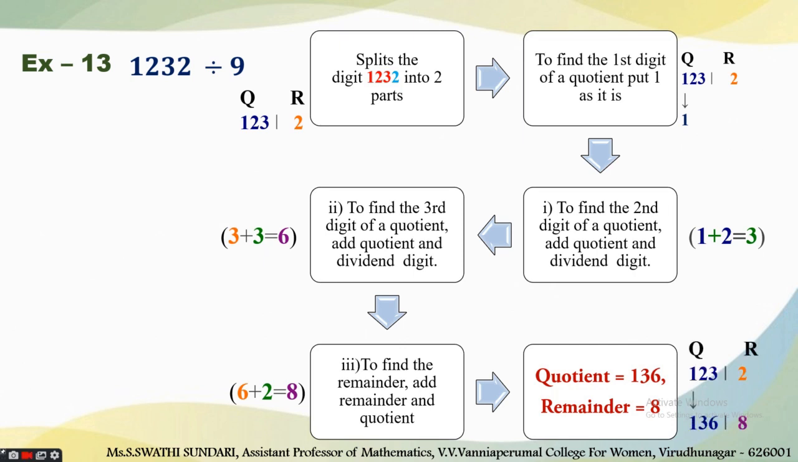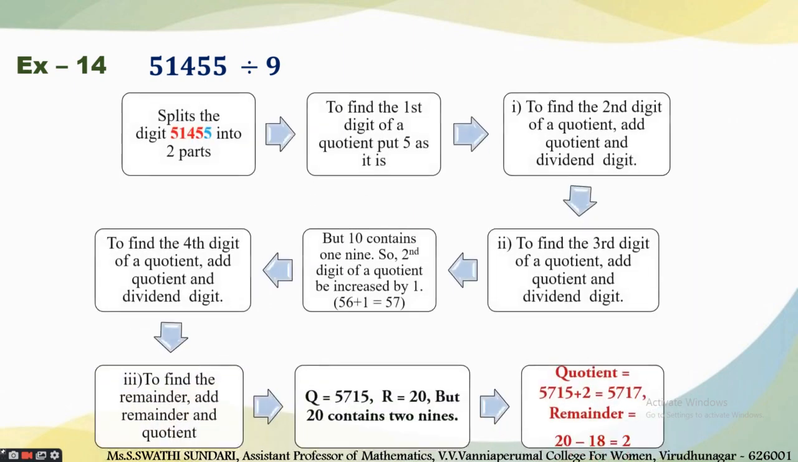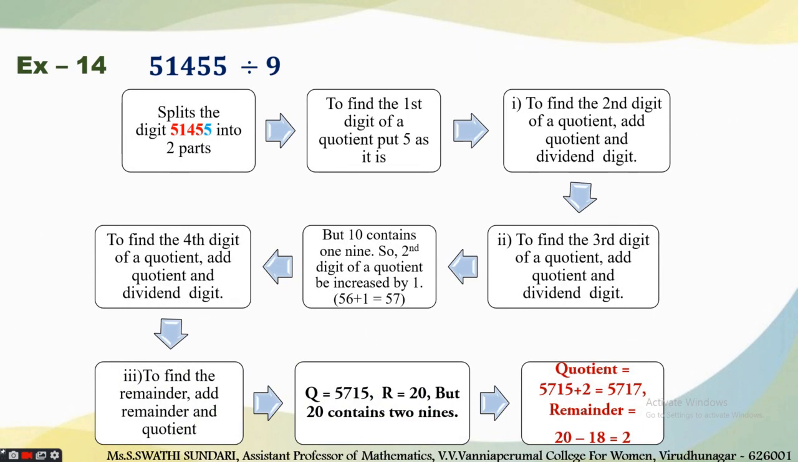In the last problem, we have to solve the 4-digit number which is divided by 9. And in this problem, we're going to solve the 5-digit number which is divided by 9. As usual, we split the digits: the quotient is 5145 and the remainder is 5. And now to find the first digit of the quotient, put 5 as it is. And to find the second digit of the quotient, add that quotient and the second dividend digit, that is 1. So we get 5 plus 1 equal to 6.